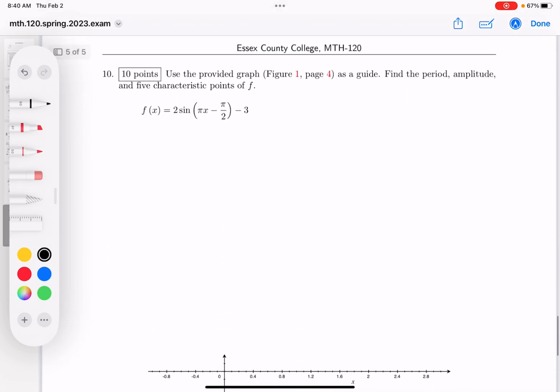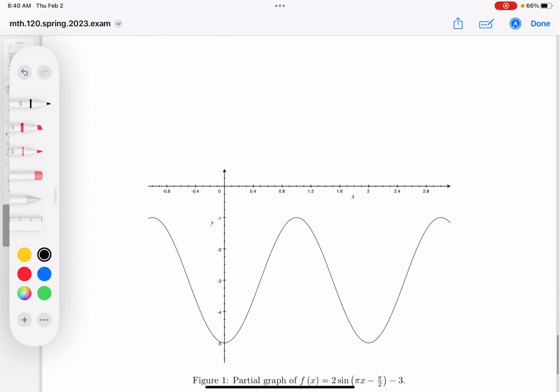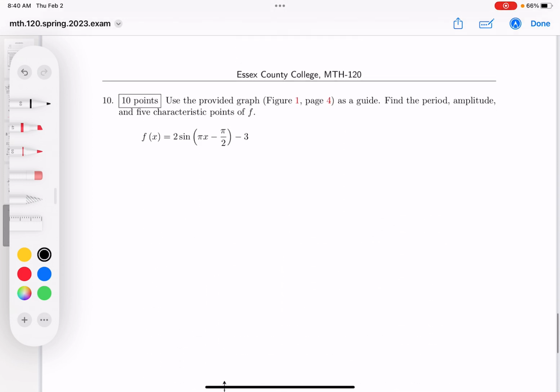Let's see if there's another question, and there is. All right, this is probably the question where a lot of people get confused about what we're asking you to do, and what we're asking you to do is, use the provided graph. And it's figure 1. I'm seeing it. And they want me to find the period, amplitude, and 5 characteristic points of f. Let's go through this. And I got a picture to help me with it.